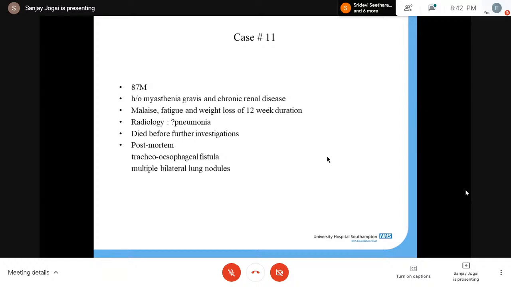So we have a coronial system of autopsy. This patient had a background history of myasthenia gravis and chronic renal disease. The imaging said, could this be pneumonia? And he died before any formal investigations could be performed.